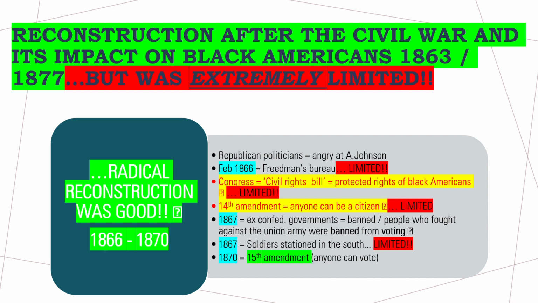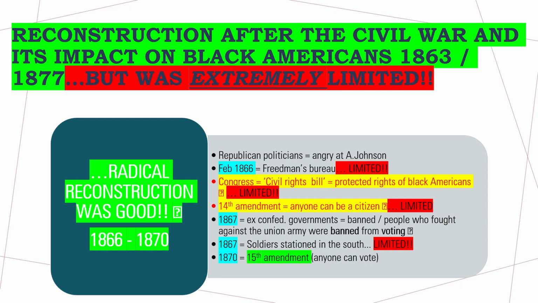In 1867, the ex-Confederate governments were banned, and the people who fought against the Union Army were banned from voting, which was a positive. At least there's one positive. In 1867, again, the soldiers were stationed in the South to protect the rights of Black people at voting booths, so they couldn't be prevented from voting by being bullied out of the voting booths.